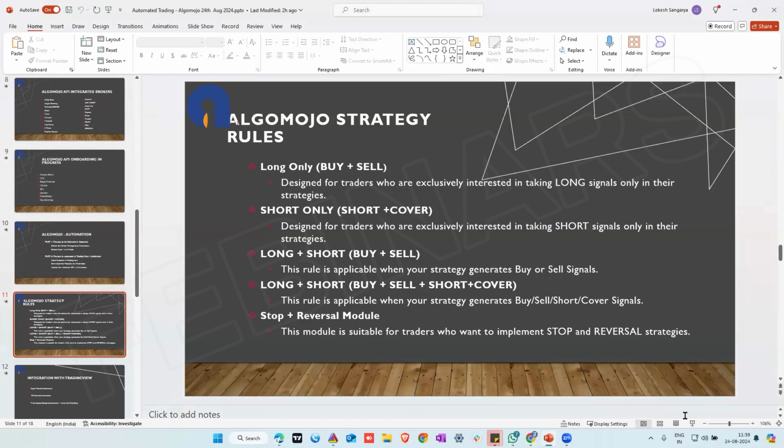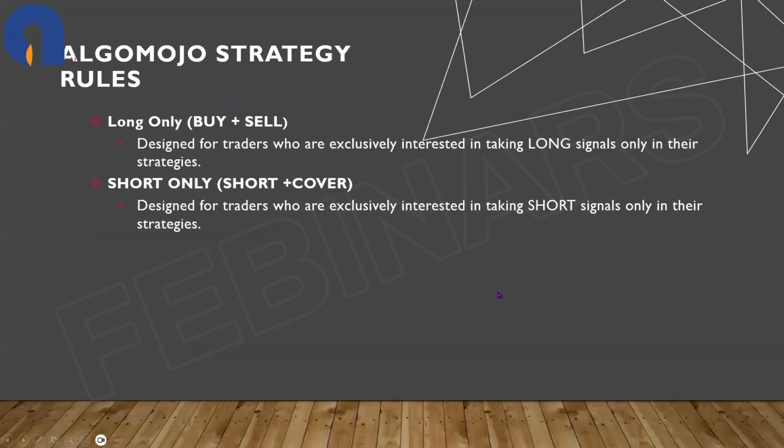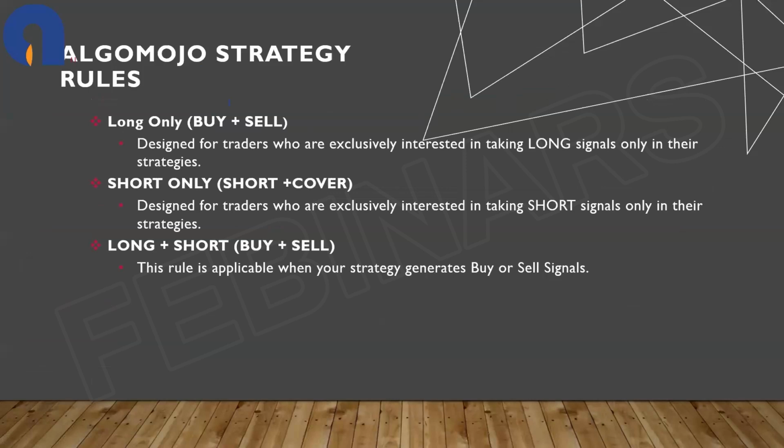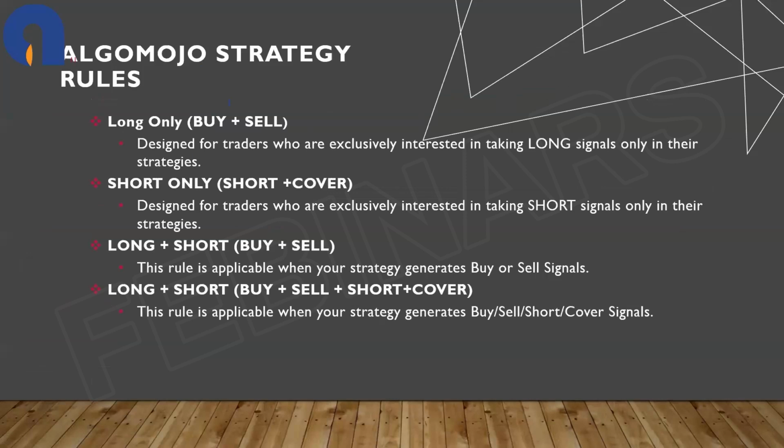Coming back to our presentation, as you can see here, we had looked at various rules. One is the long only rule. This is for people who want to take only long trades and don't want to take any short trades. Short only is for people who trade only short signals and don't want to take any long trades. For people who want to do both long and short, there's a facility of long plus short, buy and sell. Buy sell short cover is similar to the previous one, except that if your charting platform is sending short and cover also as an action, use this rule.